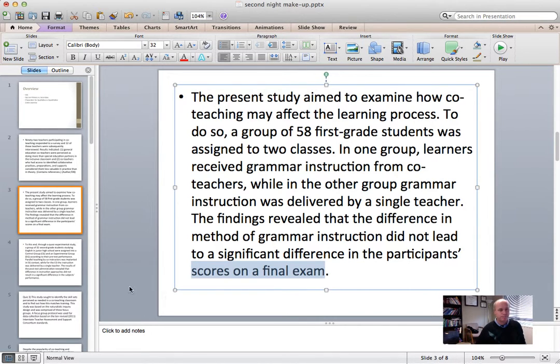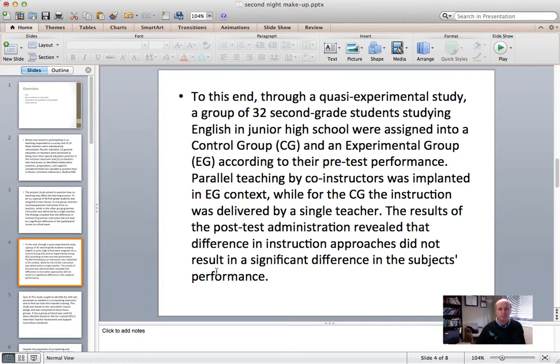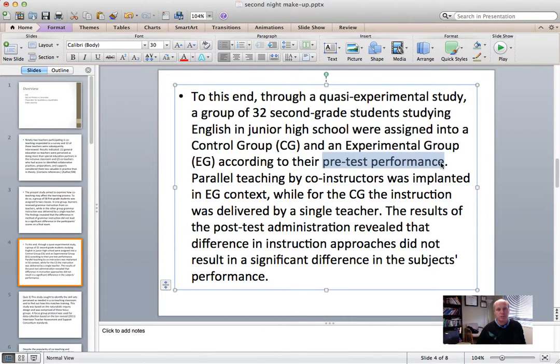Right? Next one. Right? This is quantitative: pre-test performance. We assume that tests are being turned into numbers. Right? Post-test administered. There's other clues in here, like the fact that it's an experimental study. Experiments are generally, or maybe always, quantitative.